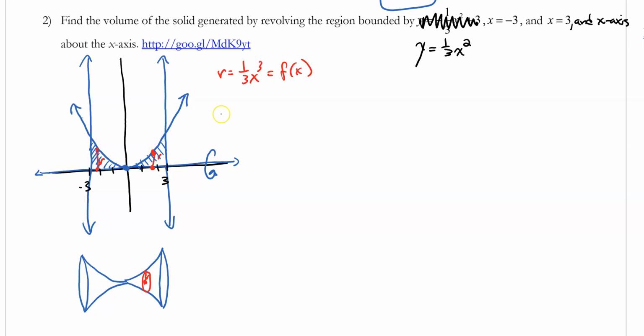We could also think about it as top minus bottom. So you could think of it as 1/3 x squared minus 0, because the bottom is y equals 0. Same concept, top minus bottom. And that will be very useful when we do washer type problems.